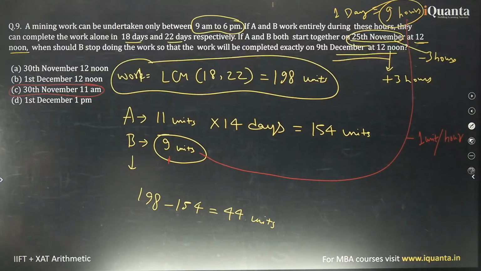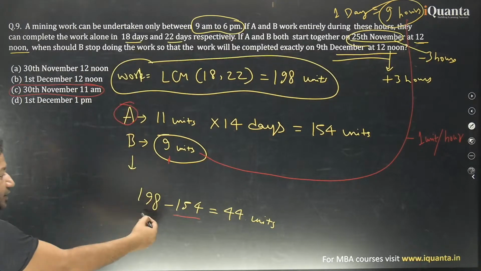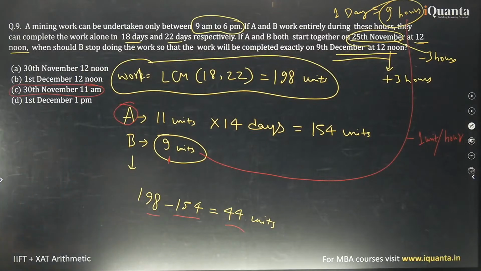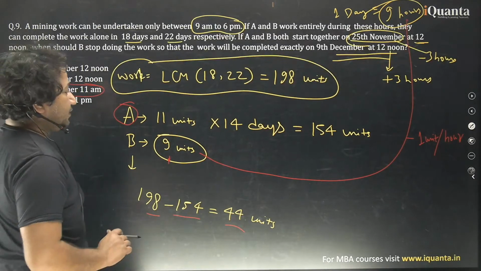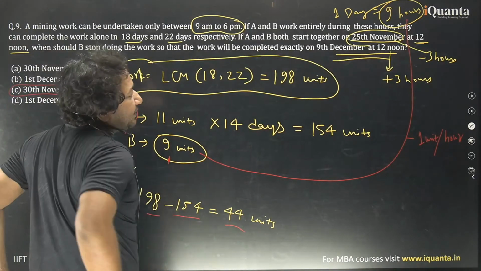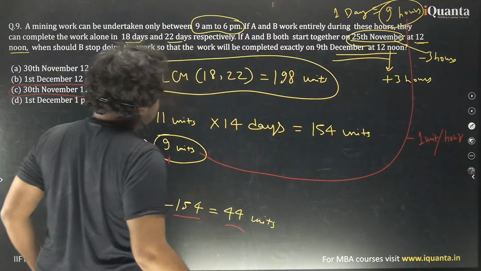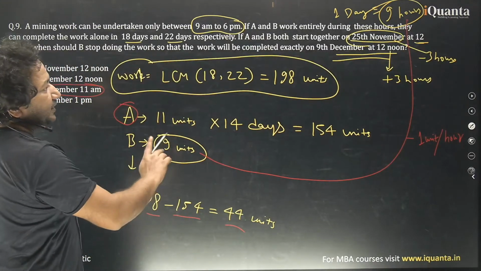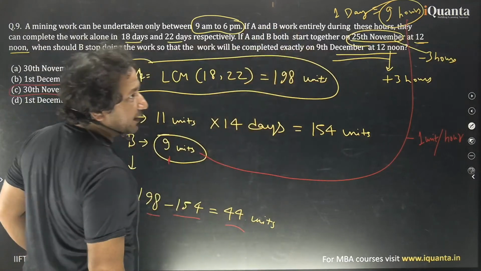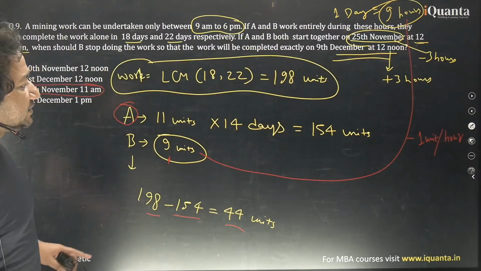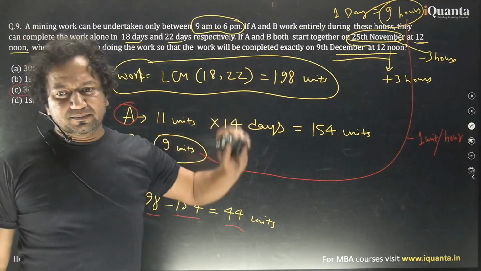Voice, but not the board. So I was saying that after 154 units of work has been completed by A, the remaining work is 44 units. Then, to do it smartly, I said that B is doing 9 units of work in a day. What does that mean? I can assume 9 units of work in a day, and there are 9 hours in a day. So overall, I can say that he is doing 1 unit of work per hour, right?